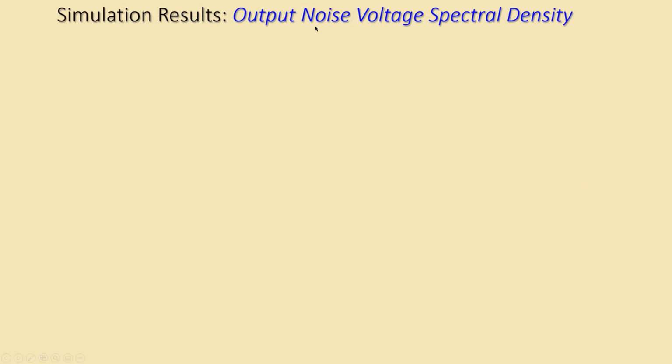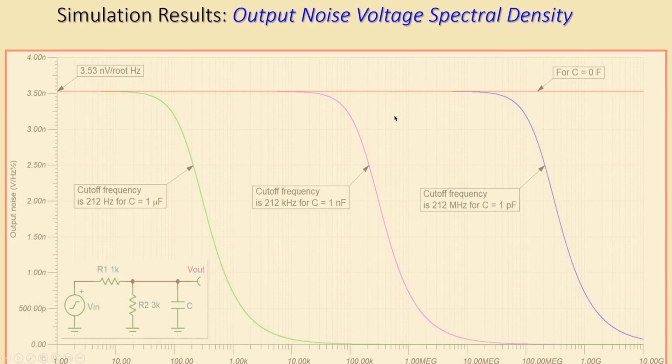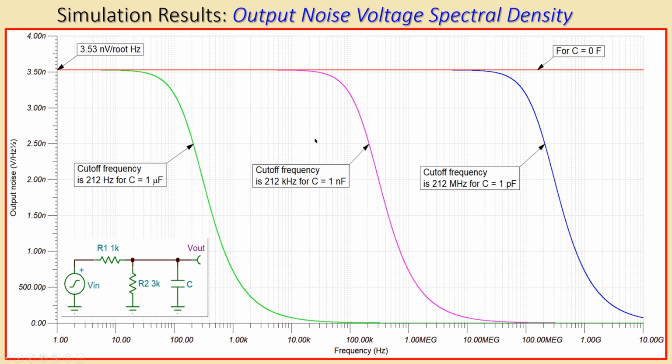So let's also look at the output noise voltage spectral density. That plot is also shown here. It looks similar to a Bode diagram, but in this case I'm looking of course at the noise at the output, spectral density of course, and what you see is it is 3.53 nanovolts per root hertz for the case where the capacitor is 0. So there is no capacitor, just an open circuit. So actually the voltage divider rule here.